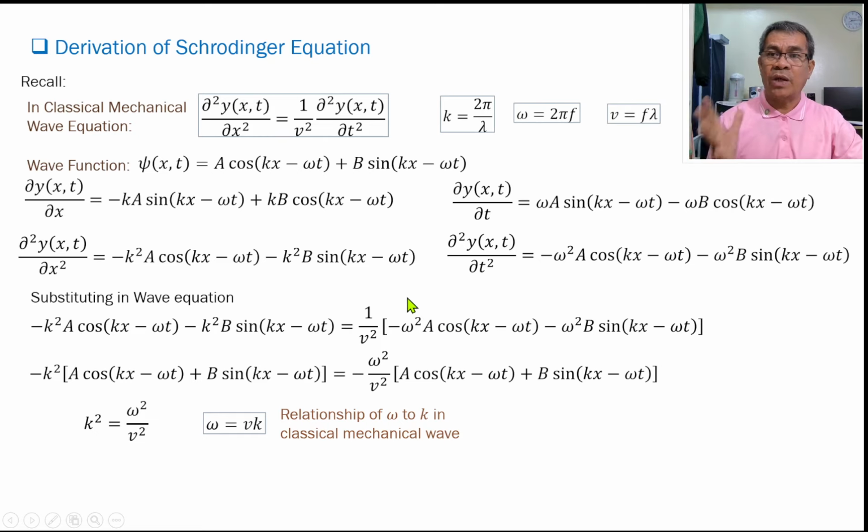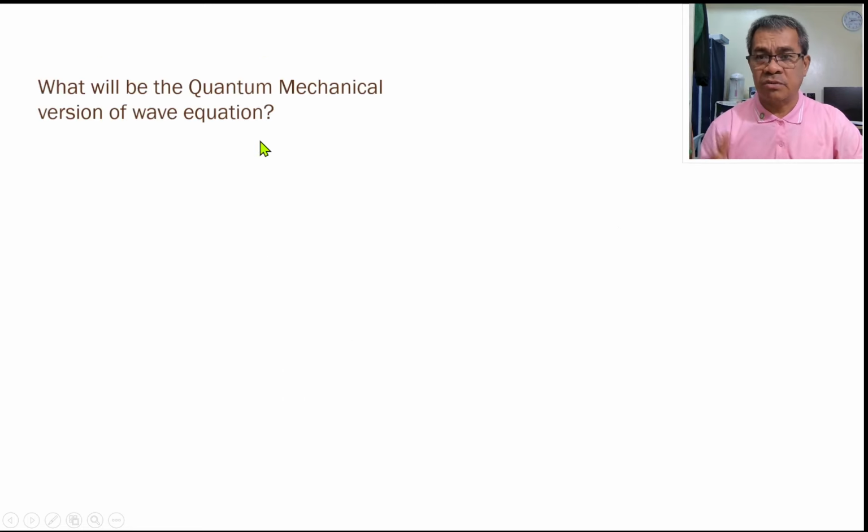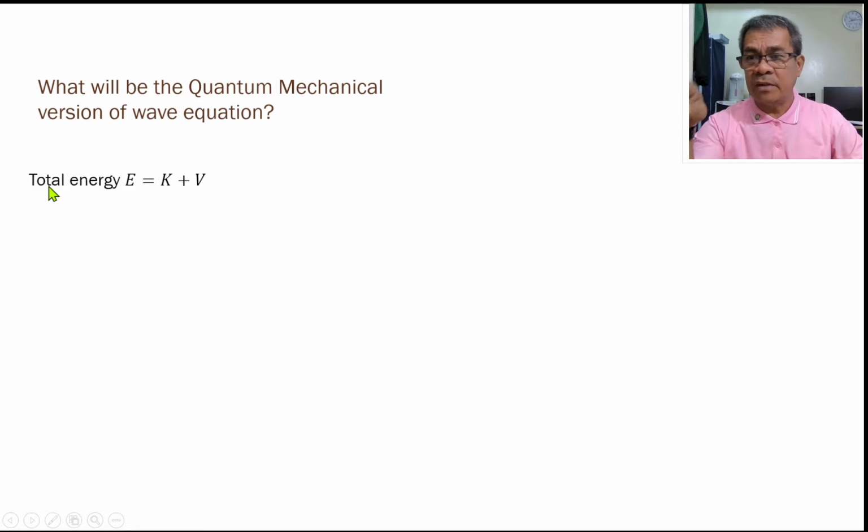Okay, now what will happen? What is the equivalent mechanical wave equation for the quantum level? Now, remember that the total energy should be the sum of the kinetic energy and potential energy. That's the rule. Adding the kinetic energy with the potential energy, the result is the total energy.